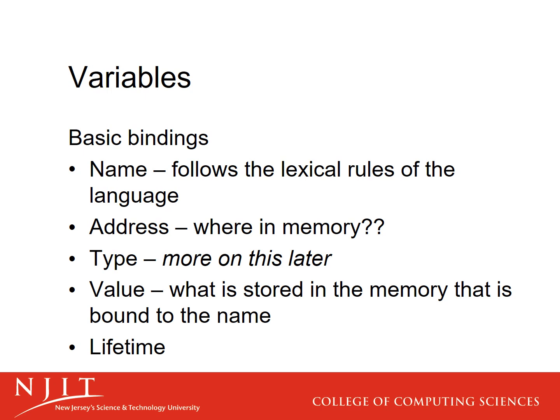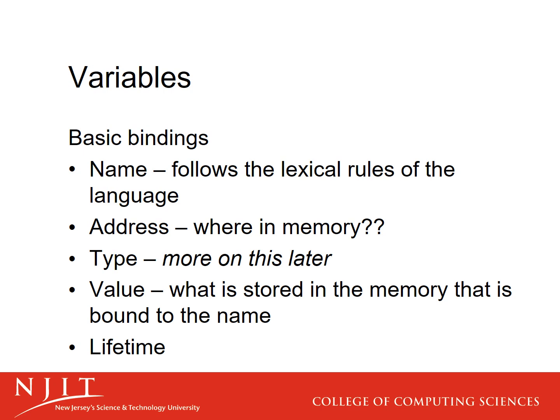Address is a binding that indicates where in memory a particular variable lives, and how that's decided, and where that actual memory is. It depends on the language. Type is another binding associated with a variable, and type is a big enough topic that we're going to save it for another lecture. Other than informing you that type is a binding, we're not going to spend any time on the details of type because that's the next topic.